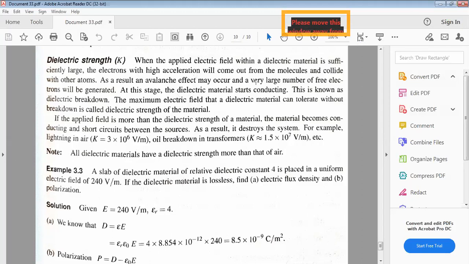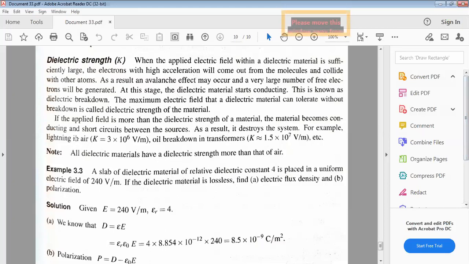Here, the maximum electric field that a dielectric material can tolerate without breakdown is called the dielectric strength of the material. If the applied electric field is more than the dielectric strength, the material becomes conducting and short circuits between the sources, and it may simply get damaged. Of course it is conducting, but it requires very high potentials. As a result, it destroys the system. That is the problem.